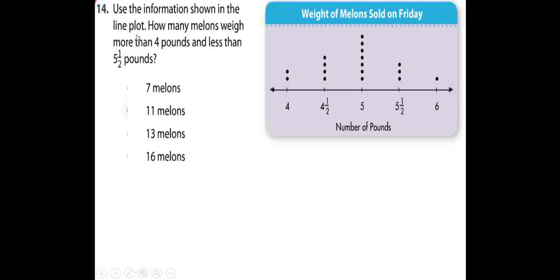Okay, this is the last question today. Use the information shown in the line plot. How many melons weigh more than 4 pounds and less than 5.5? More than 4, so we take from 4.5, and less than 5.5, so we take just 5. We don't take 5.5 because he told you less than 5.5. So we take the number of these together. You count them. This is 4 and this is 5, 6, 7. So 4 plus 7, that's 11. So the answer here is 11.